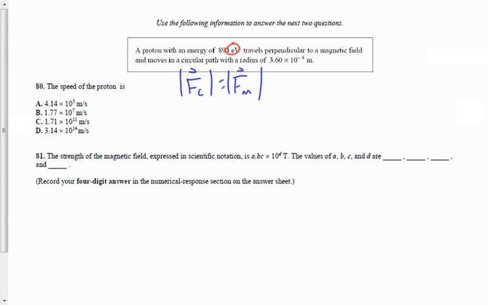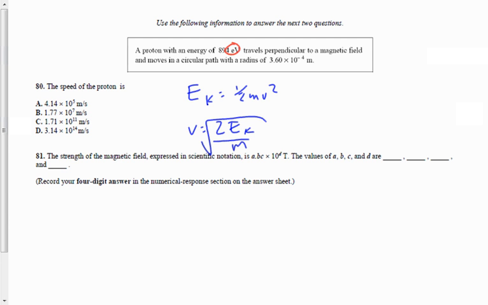So let's try something else. F is equal to qvb. No, that doesn't work. F is equal to mv squared over r. No, that doesn't work. What else do you see that we could try there? Yeah, we got an energy. Look, the energy of the particle is 894 electron volts. We want to find the speed. Let's just say EK is equal to 1/2 mv squared, which becomes v equals the square root of 2 EK over m. We just got to make sure that we convert that 894 electron volts to joules. We say 1 electron volt is 1.6 times 10 to the minus 19 joules, equals 894 electron volts over x joules. So let's get a value for x, in joules.